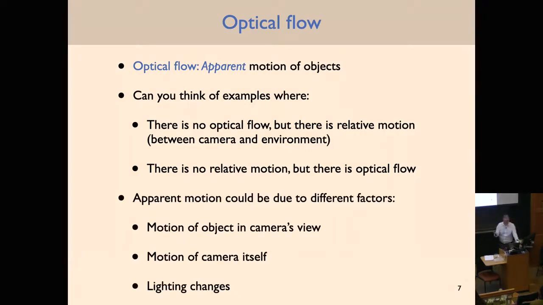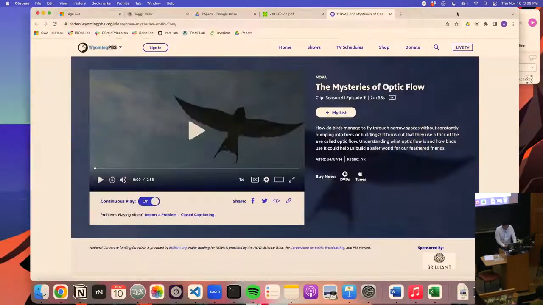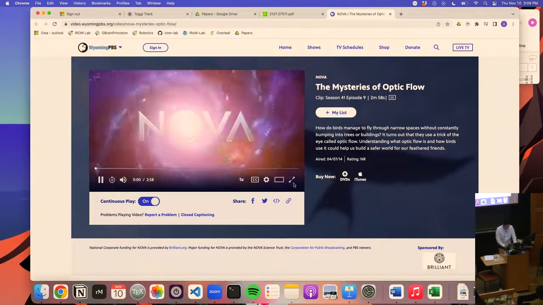Okay, so apparent motion could be due to lots of different factors. The most direct one is that the camera is actually moving relative to the environment, or the environment is moving relative to the camera, or lighting changes. Optical flow seems to be a really crucial element, not just for robots, but also for biological systems. So there's a couple of really interesting videos.